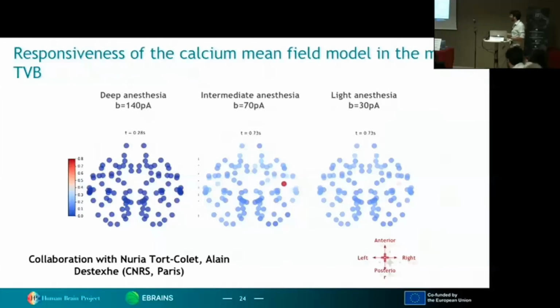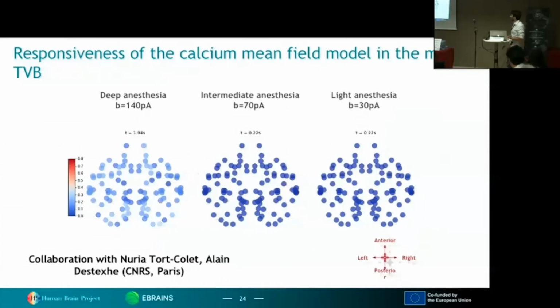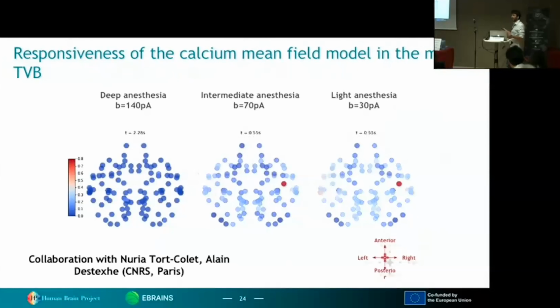And last but not least, the collaboration in which the aim is to develop a calcium imaging mean-field model that simulates changes in the anesthesia level by modulating the adaptation level.